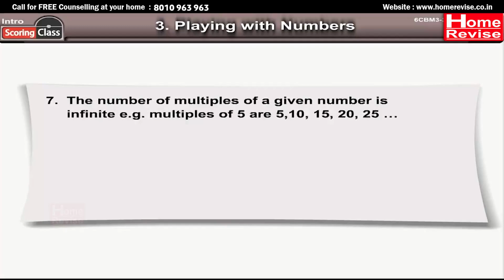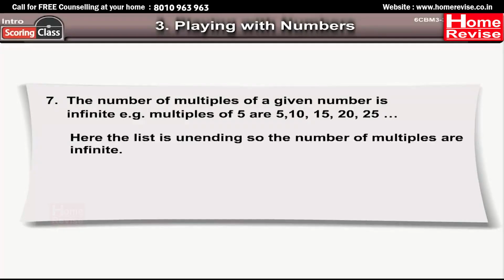Number 7. The number of multiples of a given number is infinite. Now that is the difference between factors and multiples, right? For example, multiples of 5 are 5, 10, 15, 20, 25, and so on. Here, the list is unending, so the number of multiples is infinite.